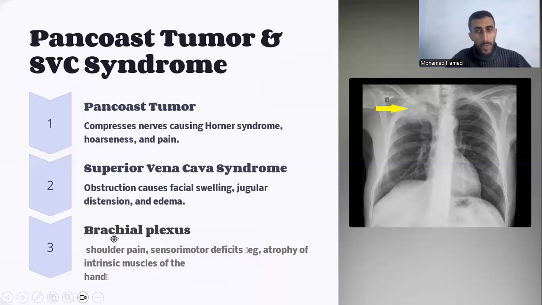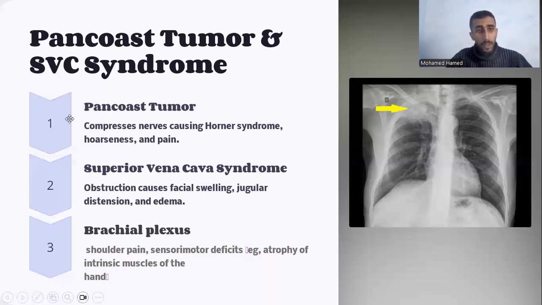So when the tumor compresses the brachial plexus, it can essentially cause any symptoms. For example, shoulder pain, sensory and motor deficits. According to the nerve root or nerve branch of the brachial plexus that is compressed, it can cause all sorts of sensory and motor deficits in your arm, and atrophy, for example, of the intrinsic muscles of the hand, anything.